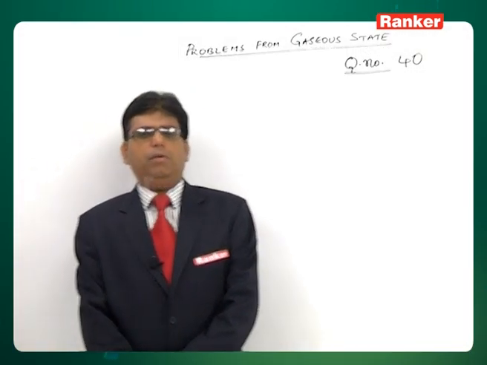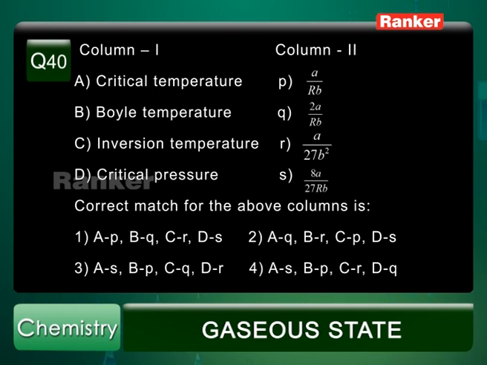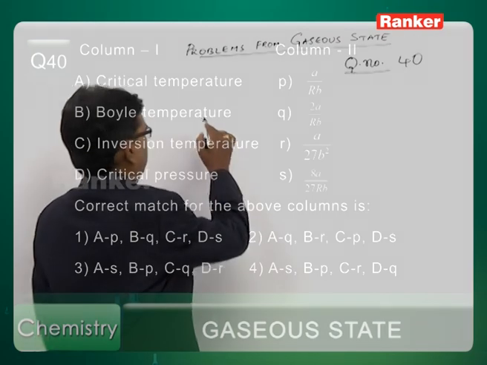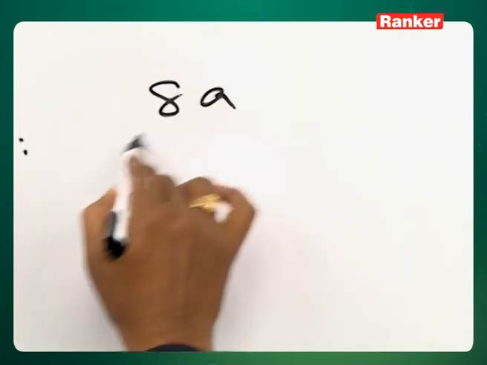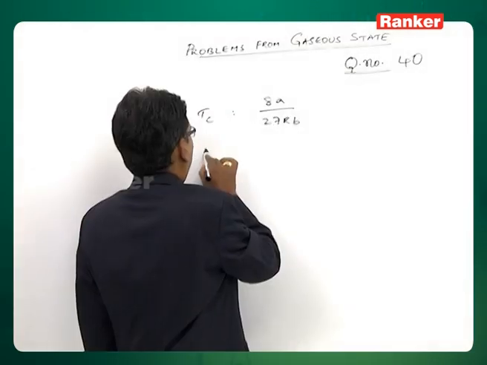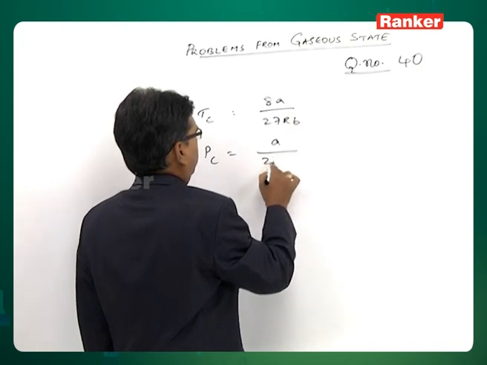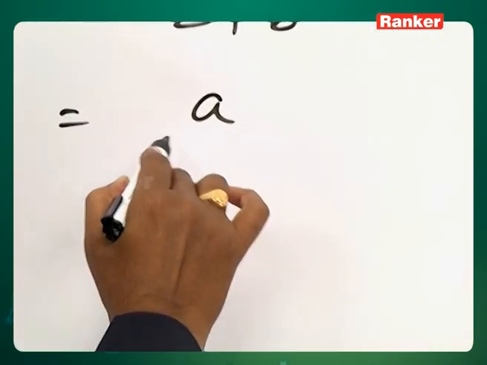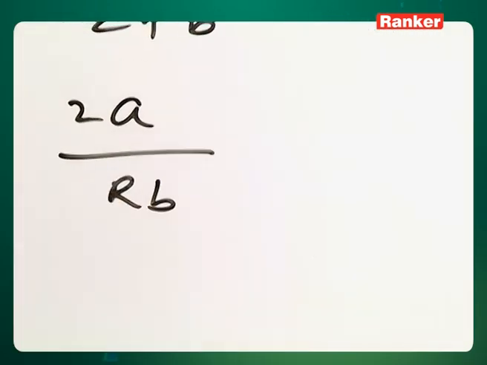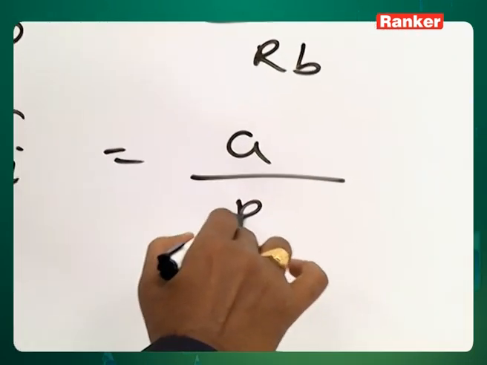Now, question number 40 is a matching of the given parameter to the given formula, as the critical constants are given with respect to the van der Waals constants a and b. How do we get the critical constants? As in the theory that we discussed, critical temperature is given with the formula 8a by 27Rb. Critical pressure is given by a by 27b square, and Boyle's temperature is a by Rb, and inversion temperature is 2a by Rb.